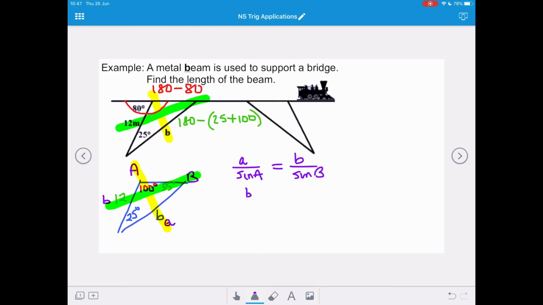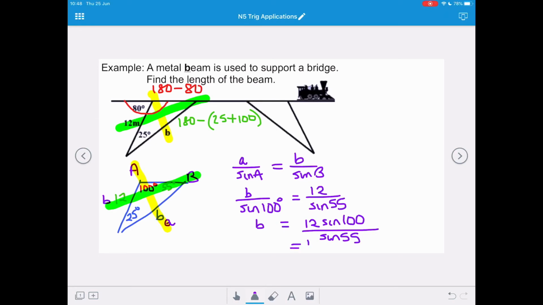So we're going to have B over the sine of 100 degrees, and that's going to equal 12 over the sine of 55 degrees. And so B, when we rearrange, is going to be 12 multiplied by the sine of 100 degrees all over the sine of 55 degrees. And when we put that into the calculator, we end up with a value of 14.426. And rounded to 1 decimal place, we get 14.4, and our units are going to be meters for the length of the beam.